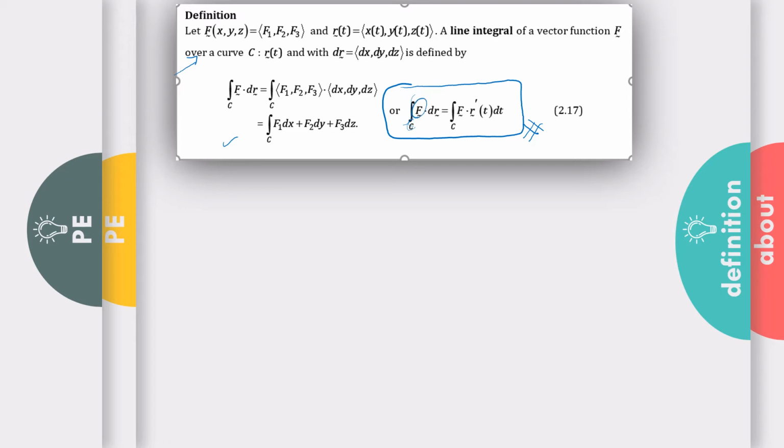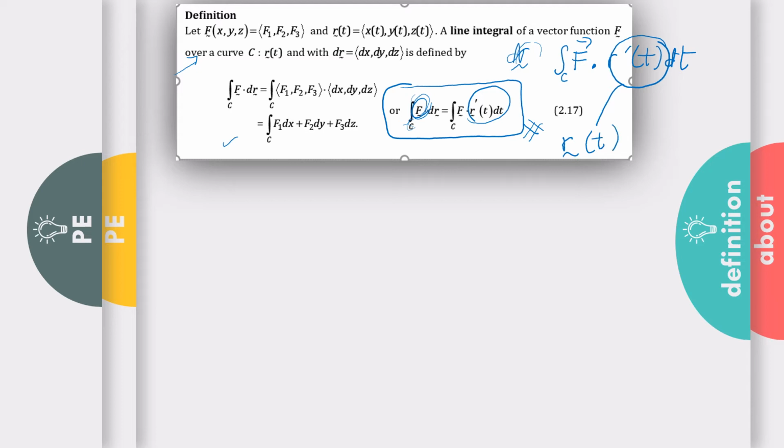Then you find the force field. This one is the vector field F, dotted with your dr. Your r is the position vector. But now, when you have dr, it means that you take the first derivative of the position vector. So dr means r prime of t dt. So this formula becomes the integral over C of F dot r prime t dt. This r prime t actually comes from r(t).